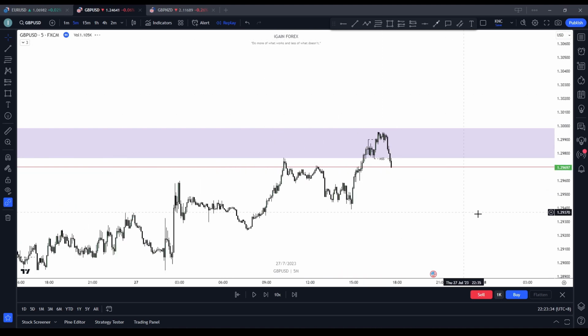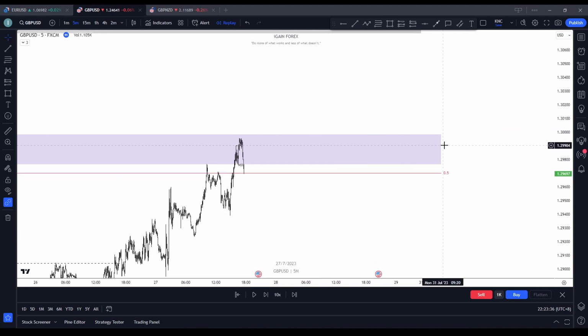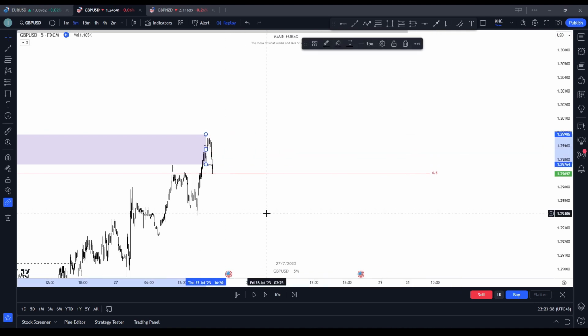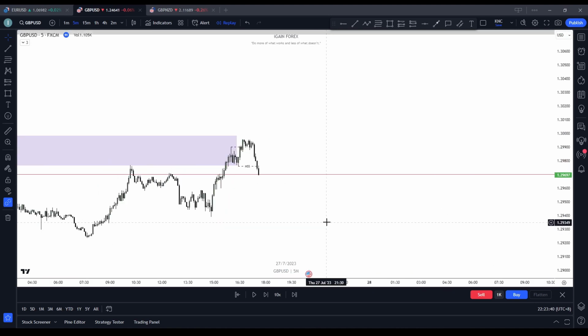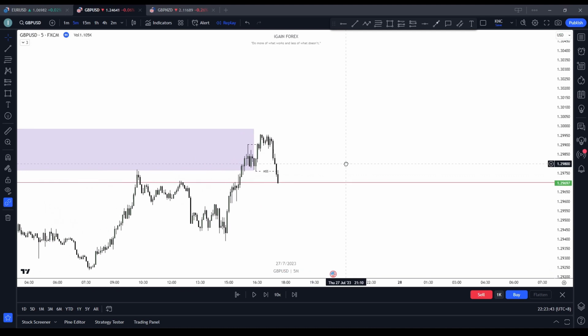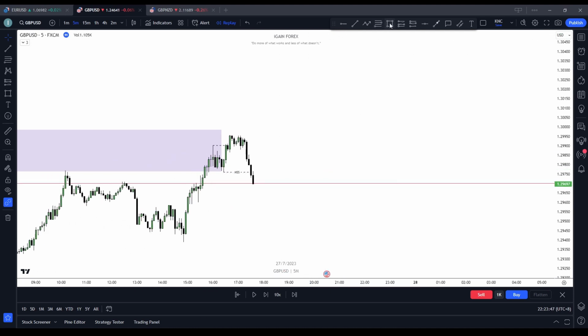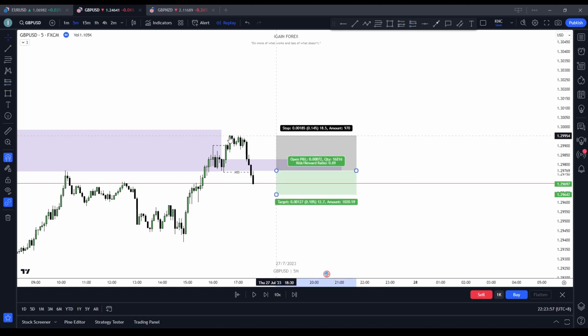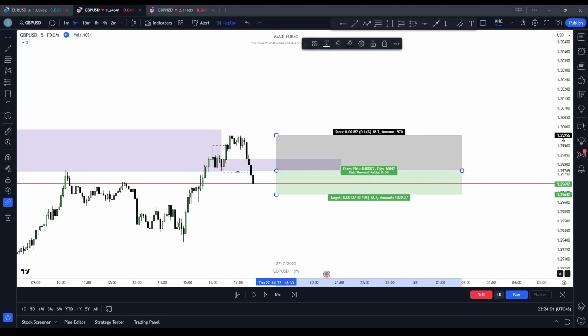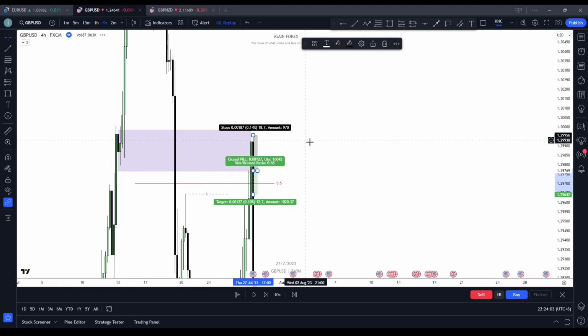And as I said before, on the next step we are going to enter at either breaker block or a supply or demand area. So we can see here we have a breaker block. So I'm putting my sell limit around this area and just stop loss above this. And for our target, we will be targeting the lows of the 4-hour time frame.